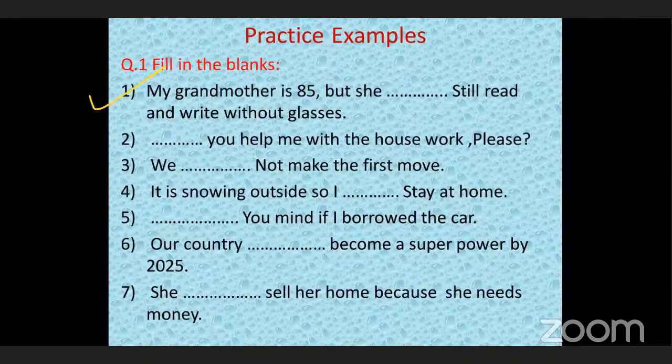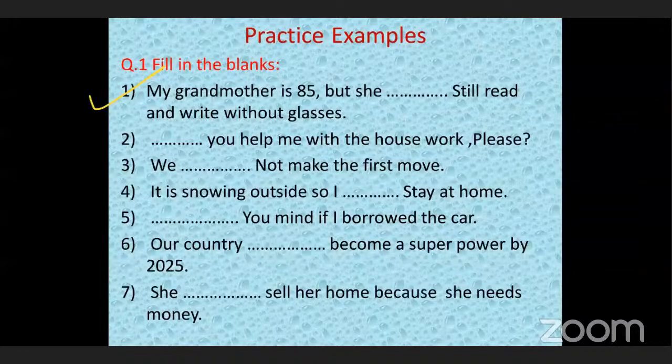Third: we dash not make the first move. Which modal auxiliary will come over here? We must not make the first move. Next example: it is snowing outside, so I dash stay at home. So here the modal auxiliary will comes: it is snowing outside, so I will stay at home. Fifth one: dash you mind if I borrow the car? Which modal auxiliary will come here? Would you mind if I borrow the car?